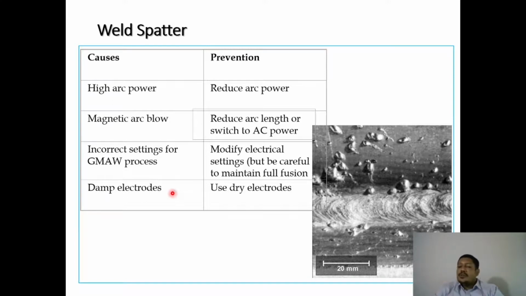Spatter also means you are basically wasting your energy. All this metal you expect to be in the weld zone falls elsewhere on the plate. So when spatter has happened, you have to regrind the entire surface to remove the spatter. Okay, so that again is a reworking process.